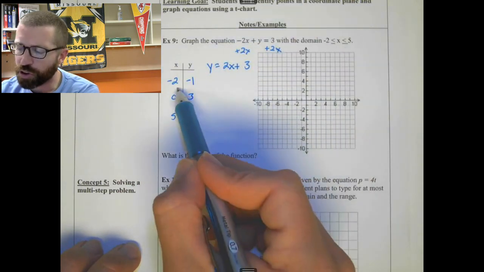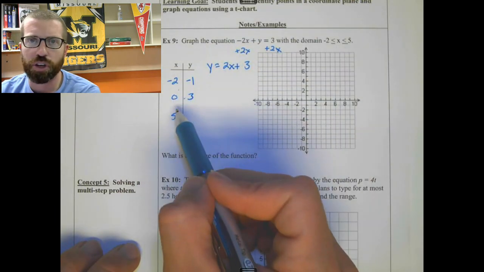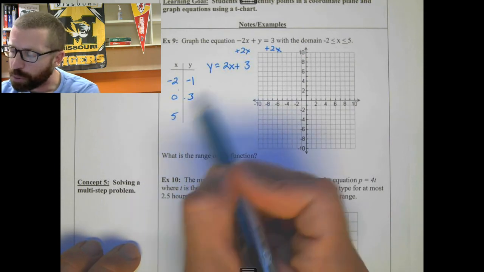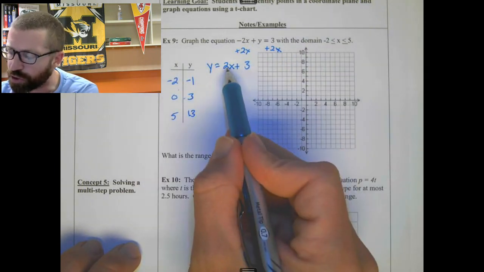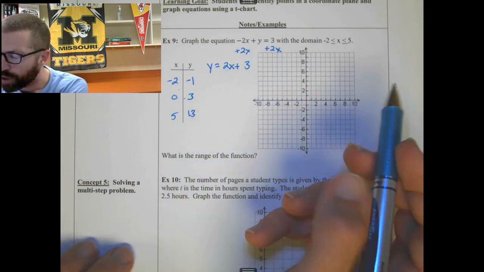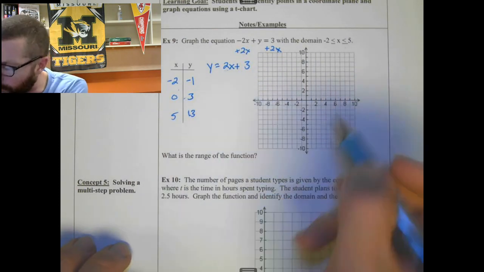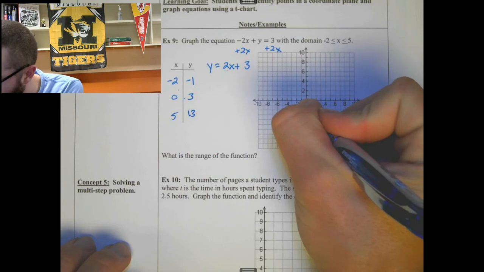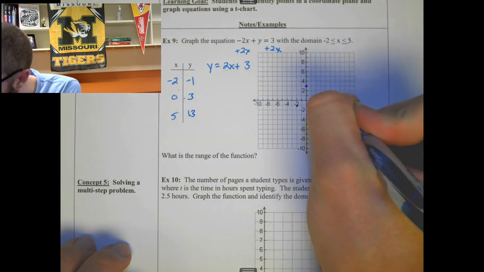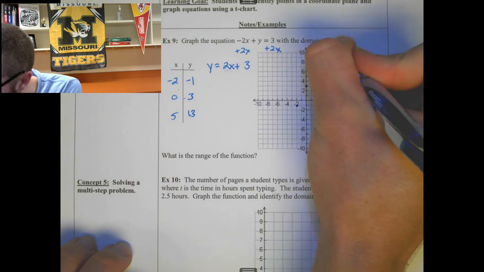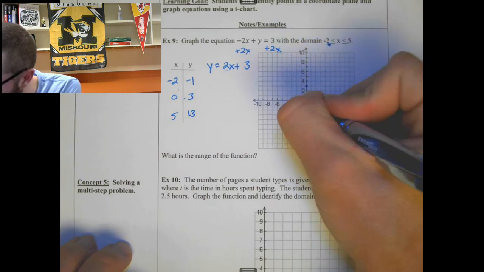And then notice these are different spaces apart, so I shouldn't see a pattern. But when I plug in 5, I get 13. So 2 times 5 is 10, plus 3 is 13. That's going to be a little off my graph, but we'll adjust for that. So -2, -1, 0, 3, and then 5, 13. We'll put it up here and call that 13.